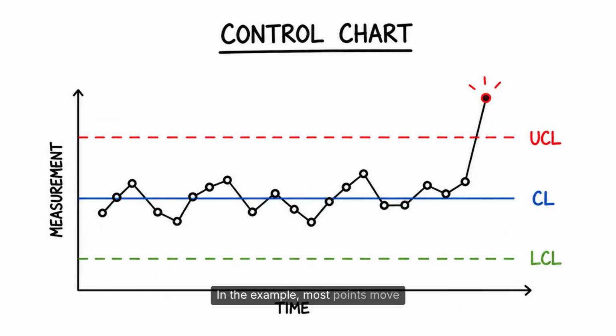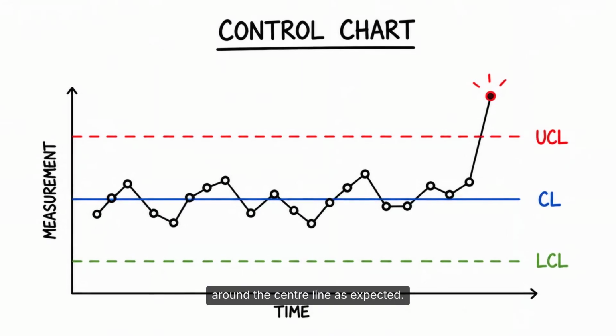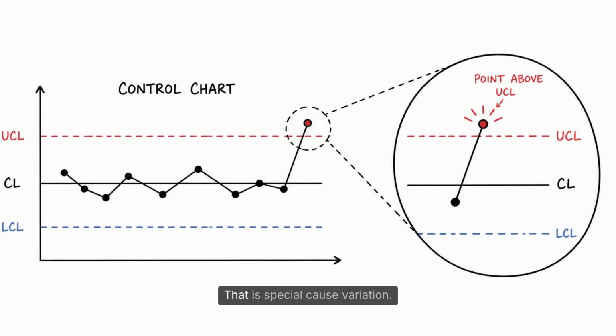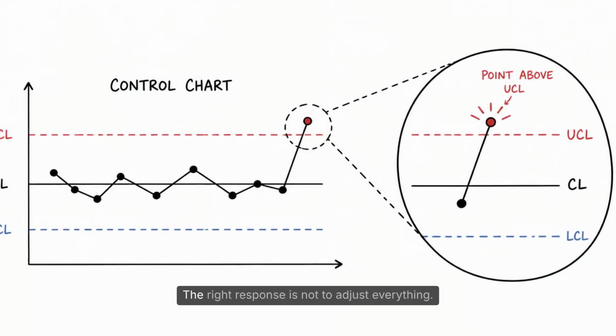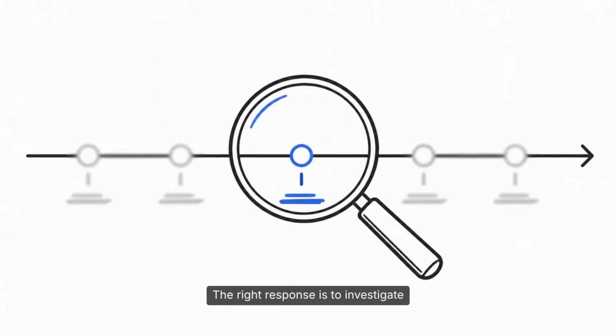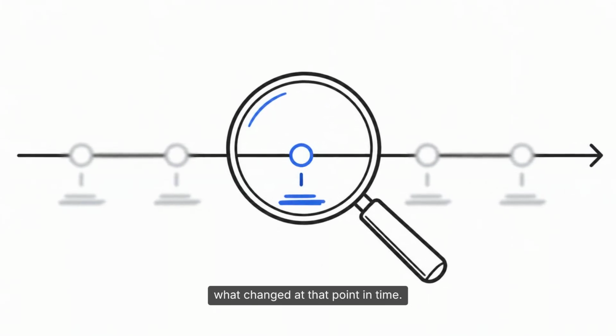In the example, most points move around the center line as expected. Then one point jumps above the upper control limit. That is special cause variation. The right response is not to adjust everything. The right response is to investigate what changed at that point in time.